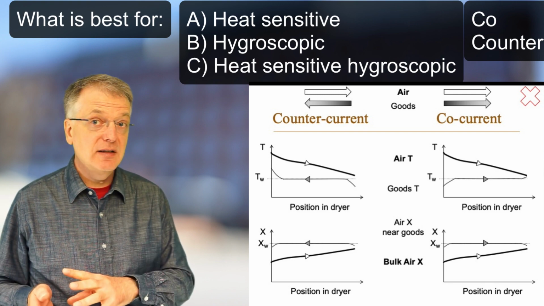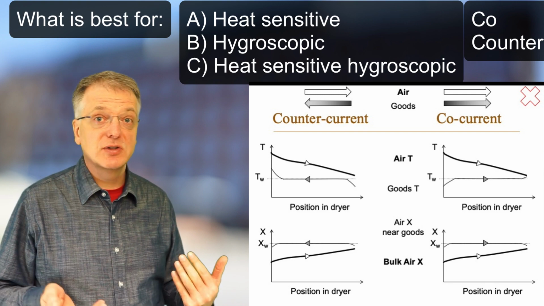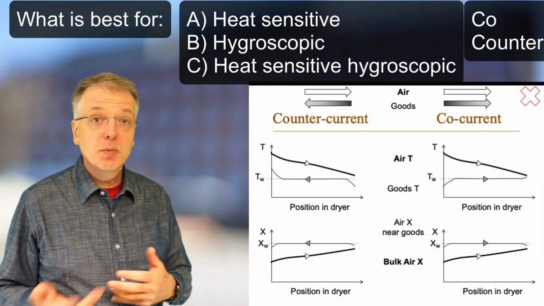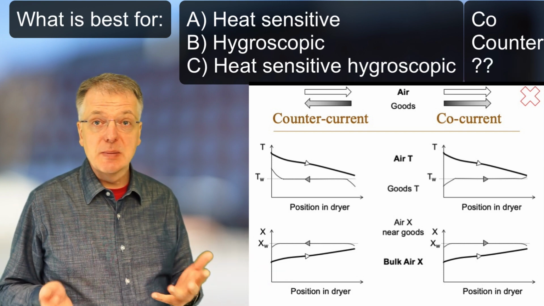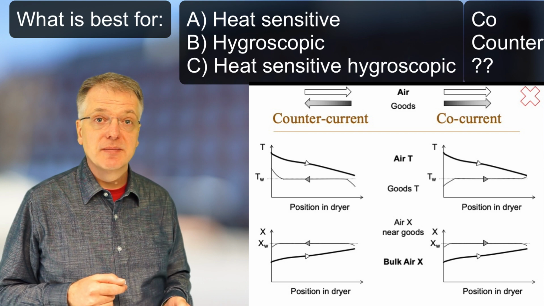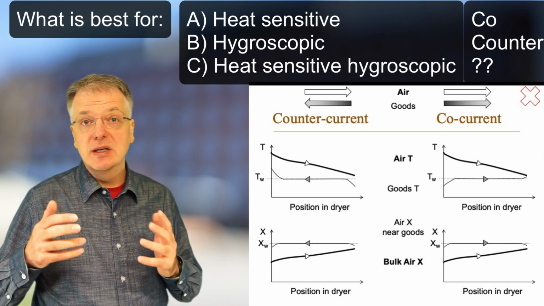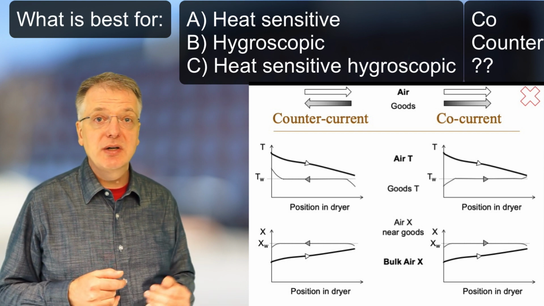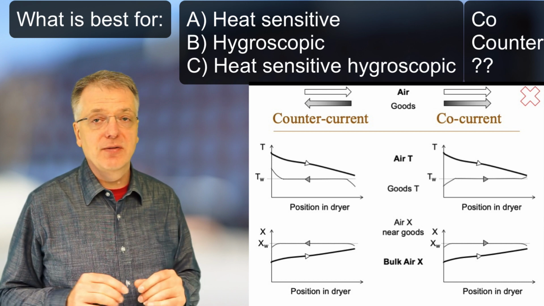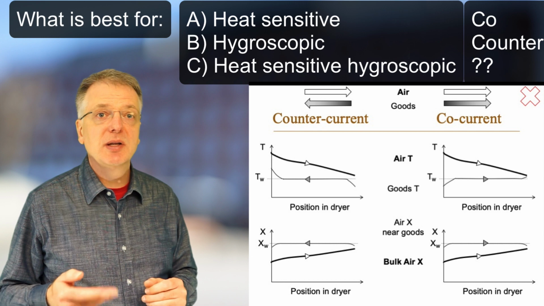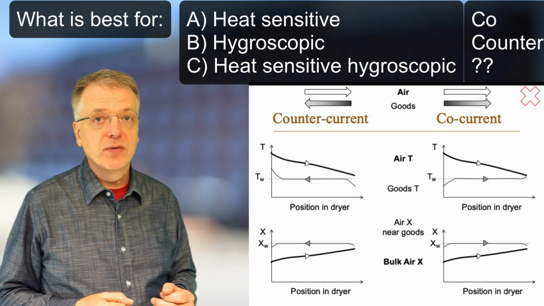If you have a heat-sensitive hygroscopic material, like for example milk powder, there are pros and cons with both dryer designs, and there is no simple answer on what is best. Thus, for heat-sensitive hygroscopic materials, you typically want to design the dryer really carefully so you get a suitably dry product of good quality.